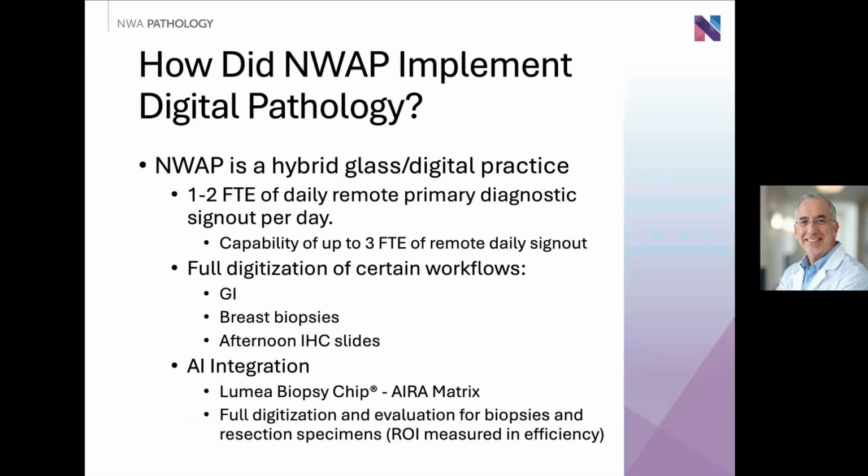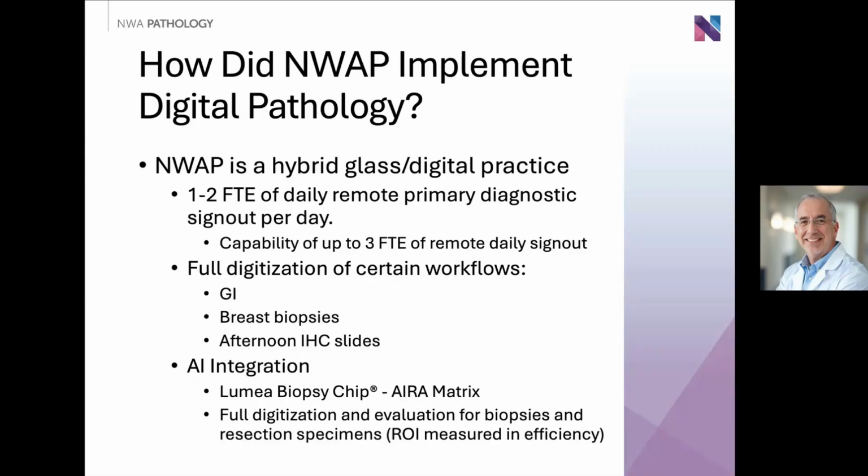At least in the near to medium term, we see ourselves as a hybrid organization. And by hybrid, I mean that most of our work will still be done on glass, but selected aspects of our practice will be digitized. Right now, we're starting with 1 to 2 FTEs of daily work for primary diagnosis, with a capacity to have up to 3 pathologists working offsite on any given day. We also expect to fully digitize certain workflows within our organization. For example, we plan to scan all breast biopsies, GI biopsies, and all afternoon IHC stains for digital review.